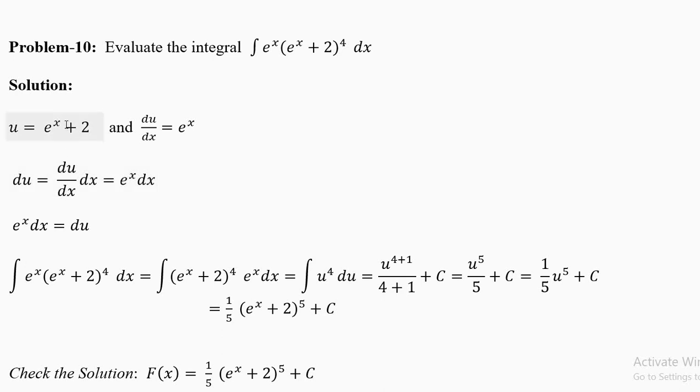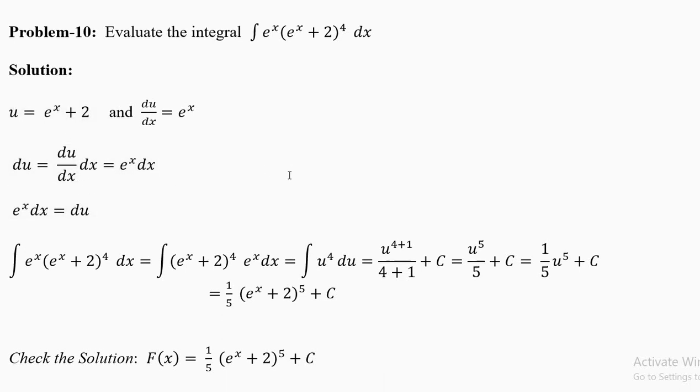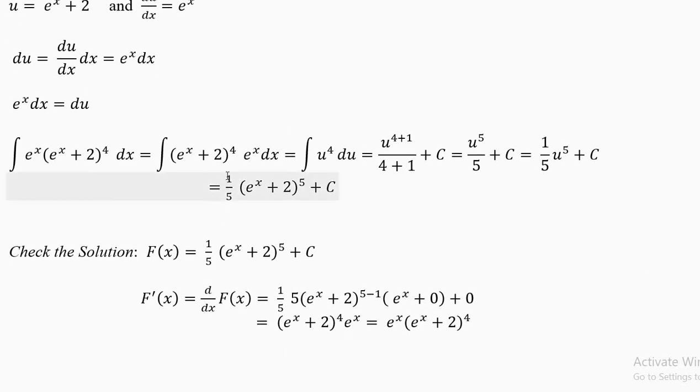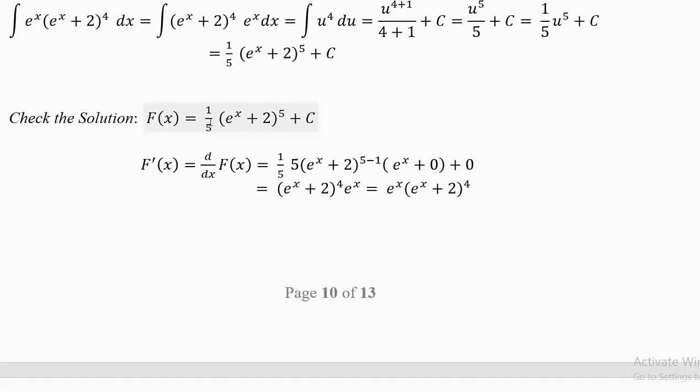There is overwriting here. I am writing this again and again for your understanding. Now you will get u power 4 into du, which is u power 5 by 5 after you finish the integration. This 1 by 5, you can write outside. Whichever looks nice, you do it. 1 by 5 into e power x plus 2 whole power 5. You put back the value of u here. This is your answer.